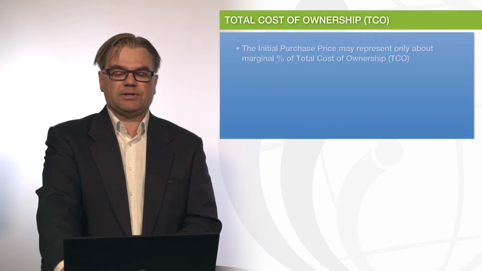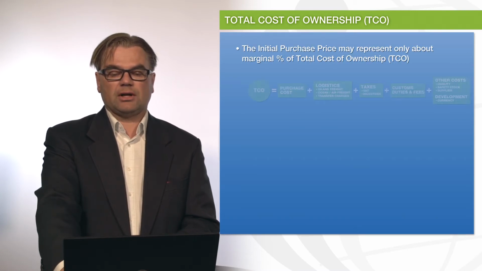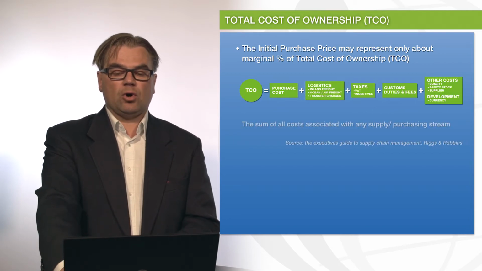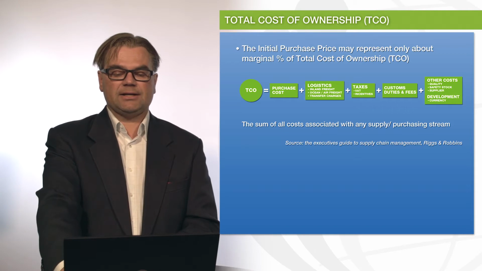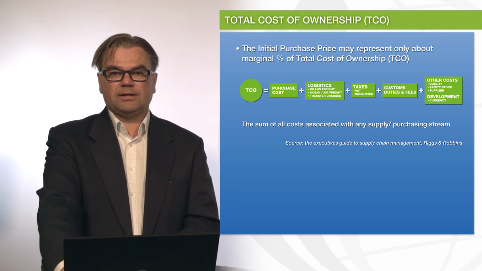Nevertheless, the initial purchasing price may present only about a marginal percentage of the total cost of ownership, TCO. TCO includes all the costs that the company will incur over the lifetime of the product that is purchased. It includes purchase cost, logistics cost, taxes, customs, and any other costs related to quality, safety, stock, suppliers, development, warranty, etc.